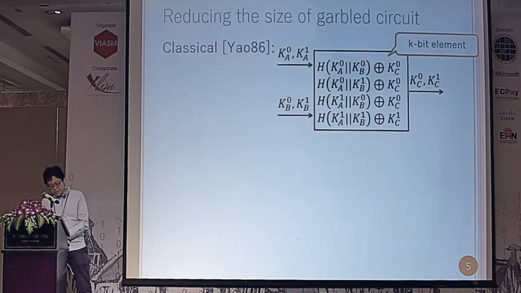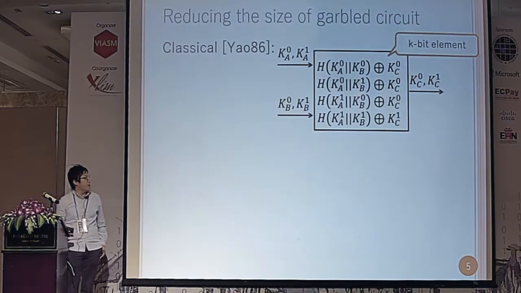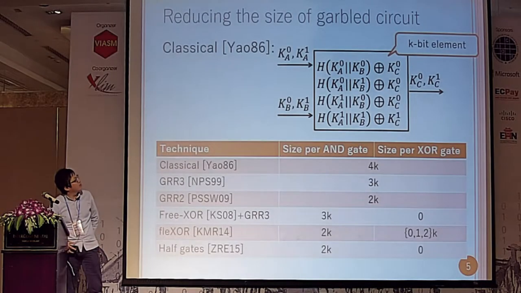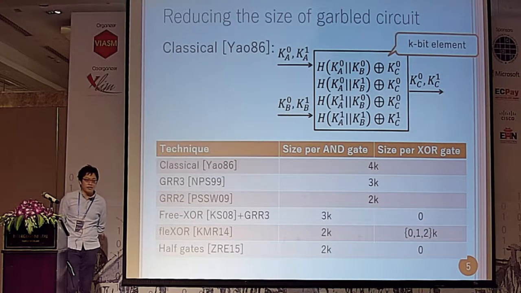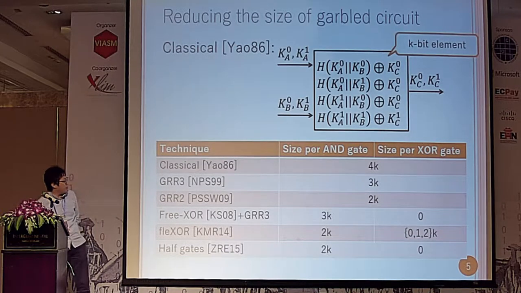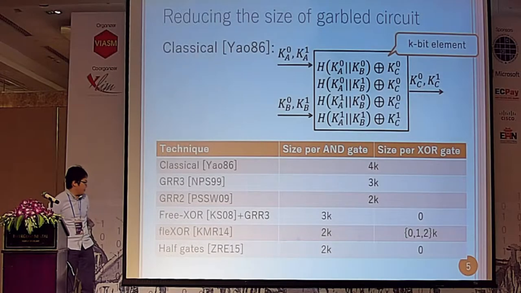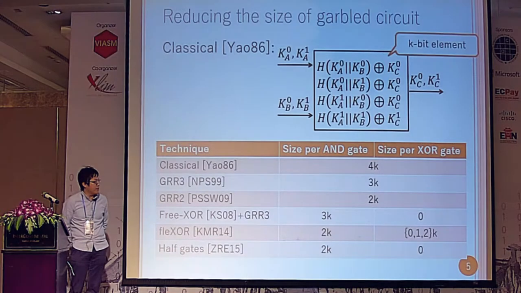The classical scheme proposed by Yao contains 4 ciphertexts per gate, and each element is k bits, so this costs 4k bits per gate. There have been several studies to reduce the ciphertext size, for example GRR3, GRR2, FreeXOR, and recently Zahur, Rosulek, and Evans proposed the half gate scheme, which is the most efficient. This costs 2k bits per AND gate and 0 bits per XOR gate.